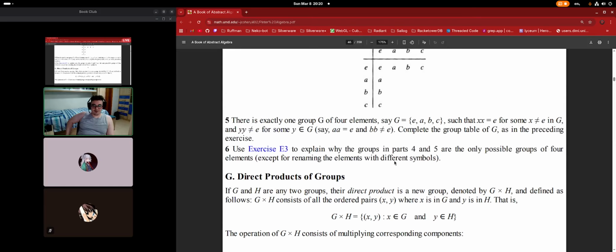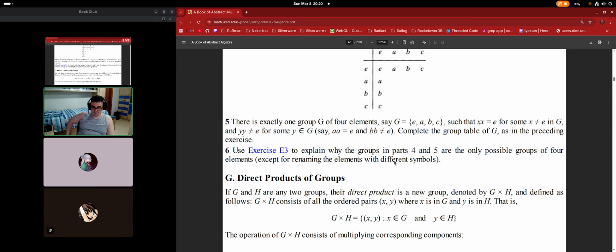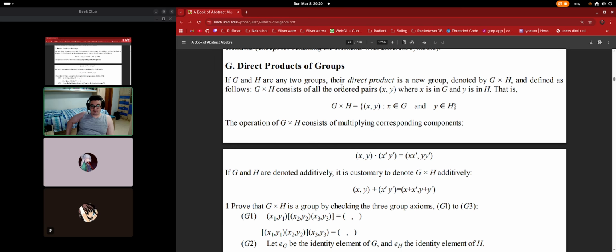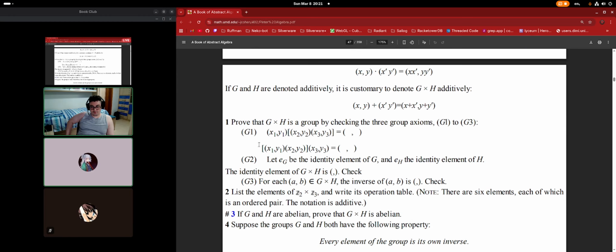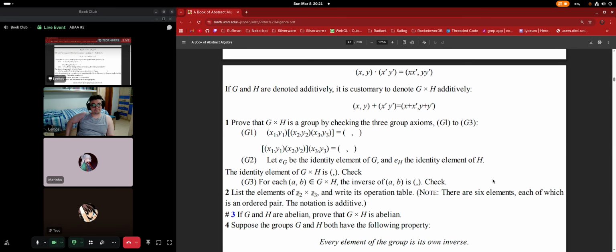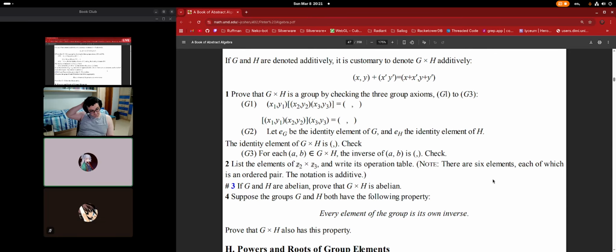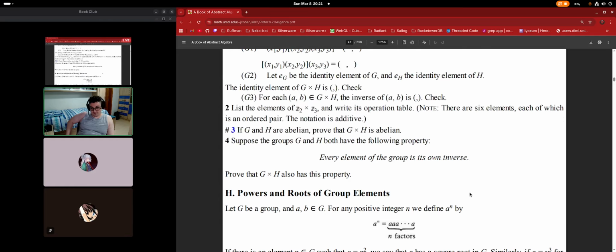Because man, this is so hard without having concrete evidence, as probably Tevo has in front of him. Then we talk about direct products. Again, this is essentially Cartesian products, and we have to prove they are groups. The operation is extended in the same way as a dot product, basically. And then there's a bunch of intuitive things, like if G and H are abelian groups, prove that their Cartesian product is also one.